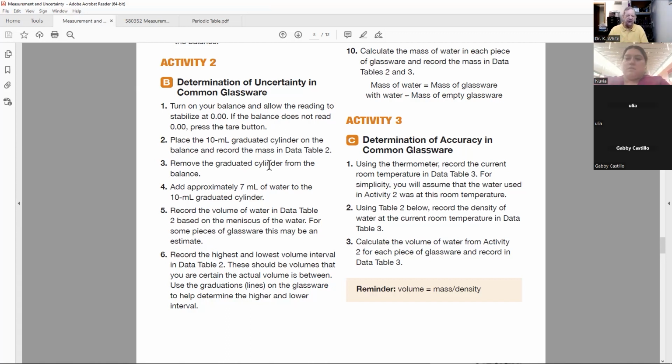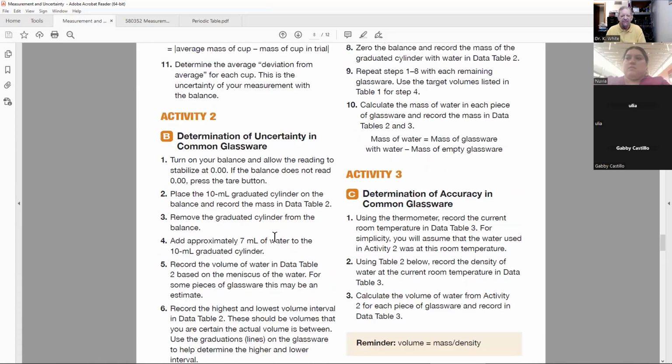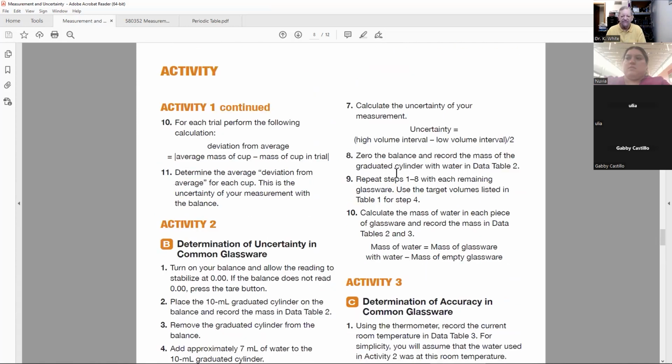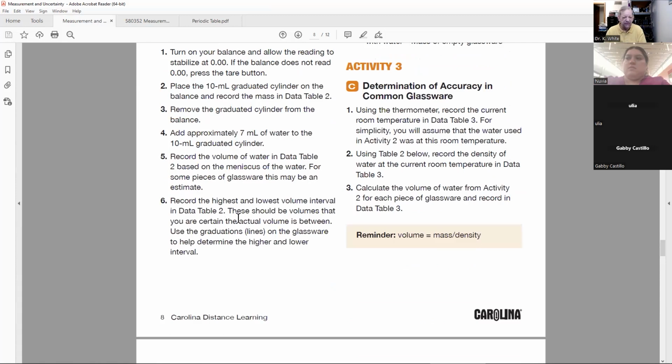But anyways, you'll weigh the 10 milliliter graduated cylinder. Then you'll pour approximately 7 milliliters of water. It doesn't have to be 7.00. You don't have to spend 20 minutes doing that. And then you'll record the volume based on this. And then you'll weigh it. And then what you'll do is zero the balance. What did I say here? These volume. All right. They go through how to measure, use their graduated cylinder.